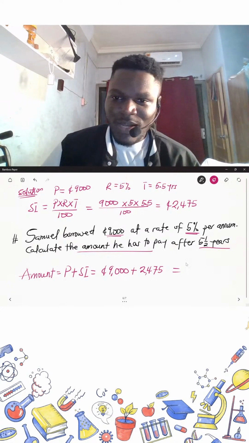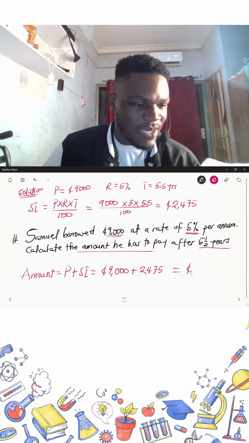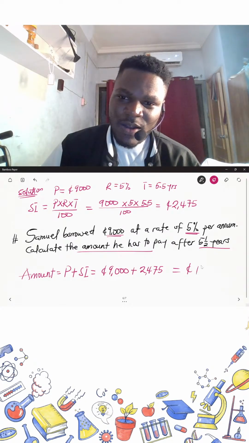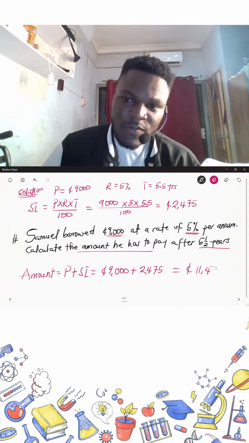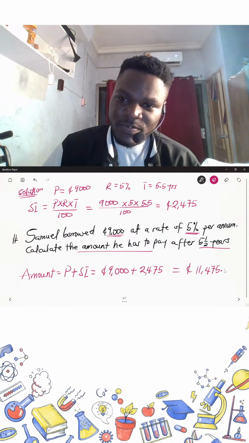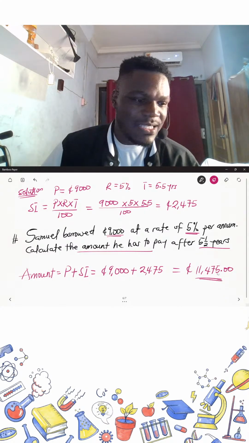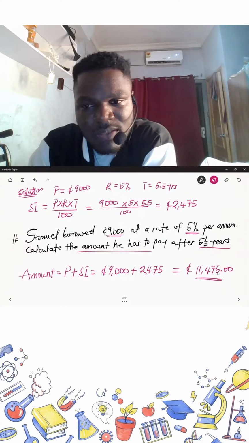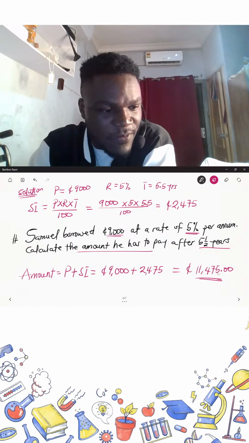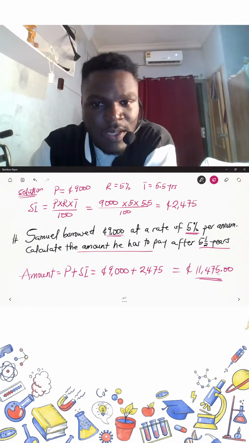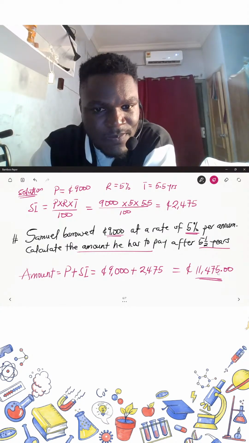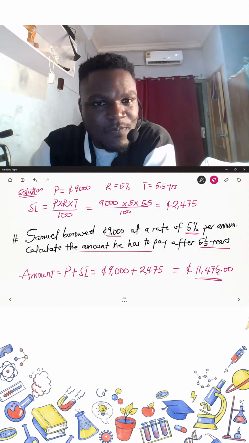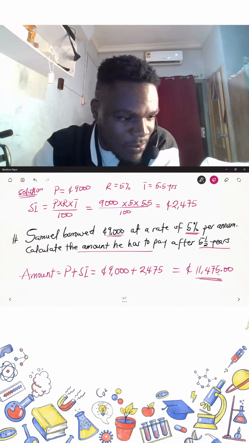Very good, Abdullah. This is the total amount of money that he has to pay. It is now 11,475. This is the amount of money that he has to pay: 11,475. He borrowed 9,000, and then the rate that was given to him was 5%, and it was for, yes, very good, Abdullah. That's very correct.